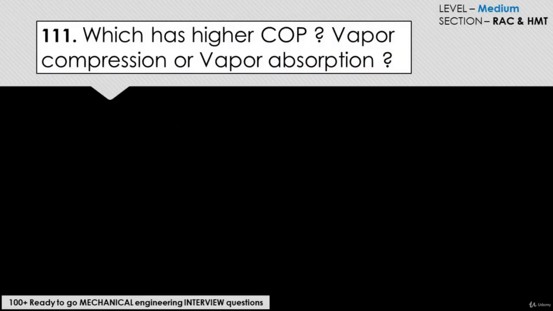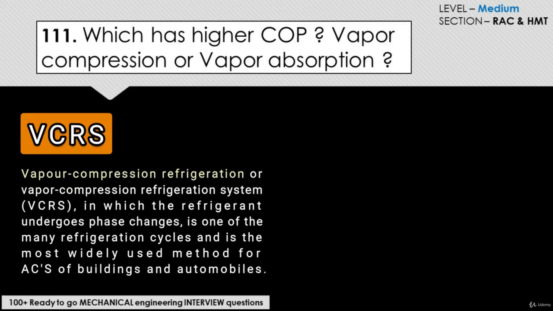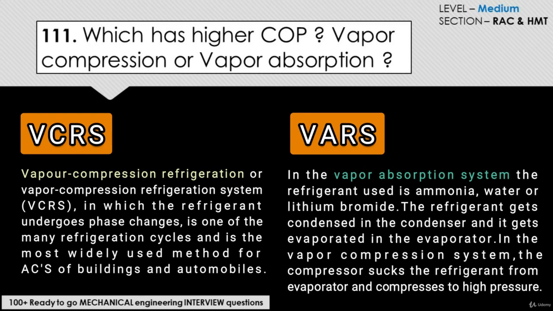Which has higher coefficient of performance, vapor compression or vapor absorption? Vapor compression refrigeration system, or in short VCRS, in which the refrigerant undergoes phase changes, is one of the many refrigeration cycles and is the most widely used method for air conditioning of buildings and automobiles. In the vapor absorption system, the refrigerant used is ammonia, water, or lithium bromide.